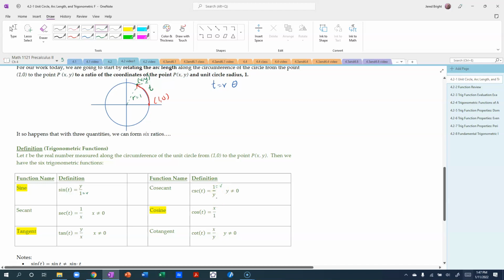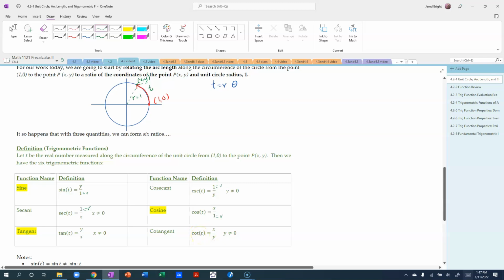So kind of the reciprocal of sine. Secant is 1 over the x coordinate. So again, radius over the x coordinate. Cosine is just the reciprocal of secant. So the x coordinate over the radius, which is 1. Tangent, y over x, so the ratio of the y coordinate to the x coordinate. And cotangent is, again, the reciprocal of tangent.